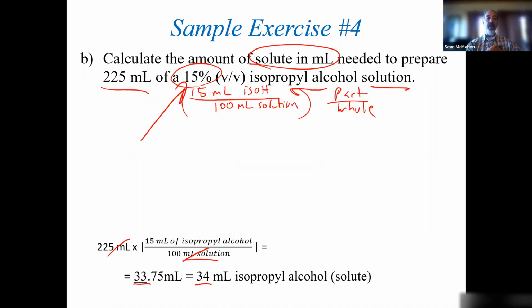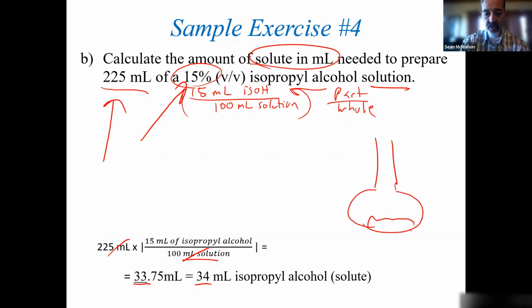So I need 34 mL of the isopropyl alcohol, and I bring it up to volume. So I add enough water to bring it up to 225 mL to get a 15% solution. So basically you would have a volumetric flask. You would add your 34 mL of your isopropyl alcohol, and then you would fill your volumetric flask up to 225 mL with water. First, you would dissolve it and then bring it up to volume.